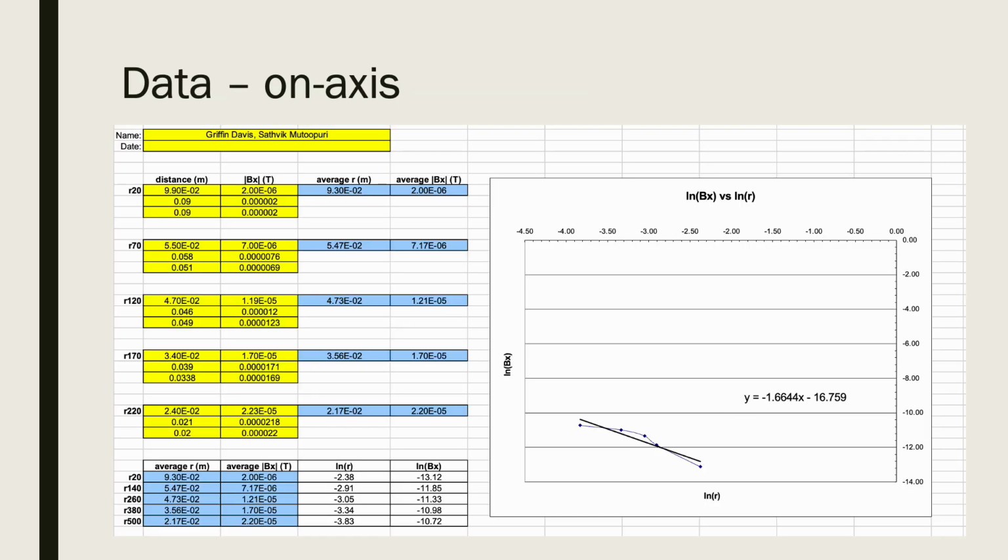Here are the data for our on-axis measurements. We found the distance required for the B field to be 20 microteslas, 70 microteslas, 120 microteslas, 170 microteslas, and 220 microteslas. From this, we graphed the data and we linearized the data, and we got a line of best fit of y is equal to negative 1.66x minus 16.759.